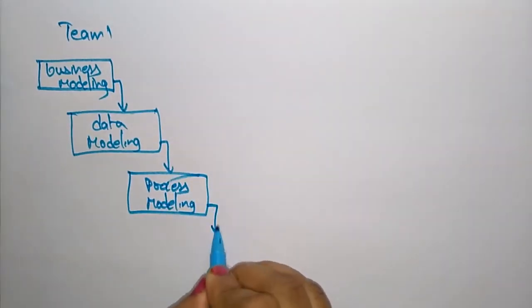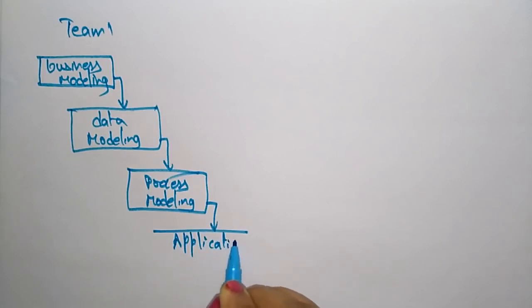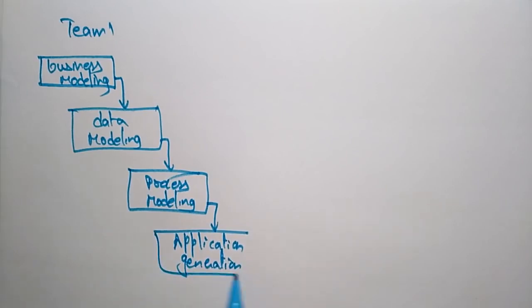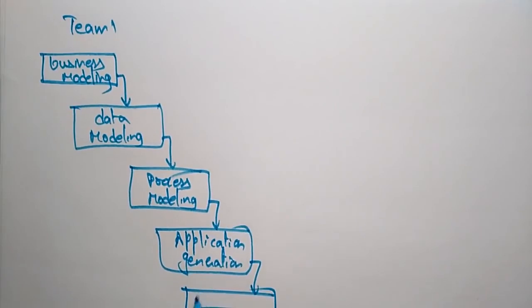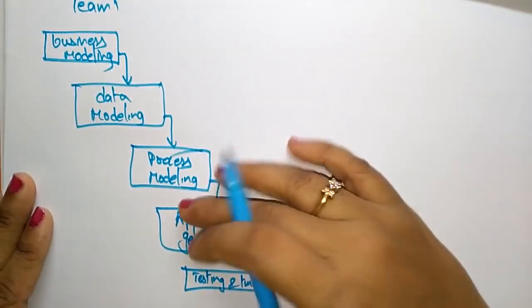After modeling, they try to generate the code, that is application generation, implementation. Next, testing and turnover. Testing and turnover means handing over the project. So this is team 1, which is going to do this type of technique.